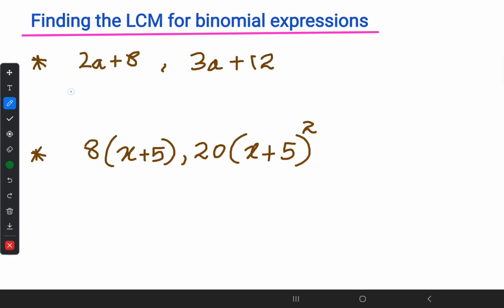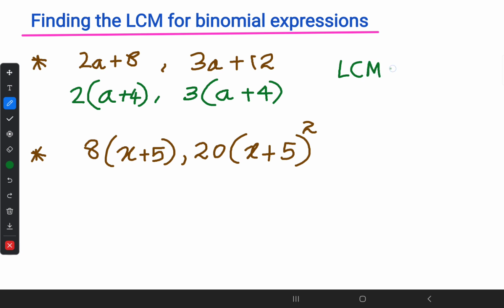So for the first one, let's do the factorization. 2 times (a plus 4), and in the second, 3 times (a plus 4) as well. We have to find the LCM for 2 and 3, which is 6. Both have a plus 4 as a binomial expression, so we can write 6 times (a plus 4). That would be the LCM.